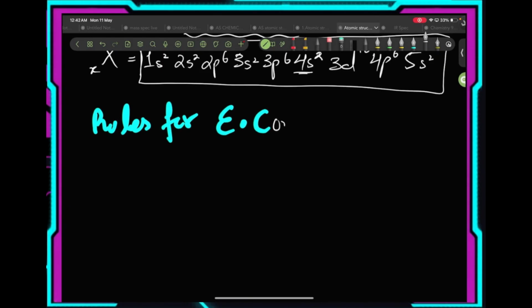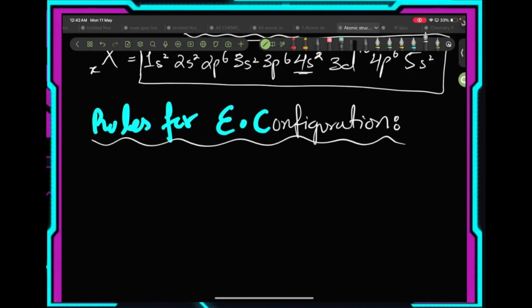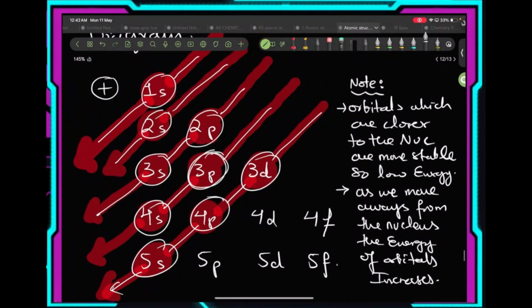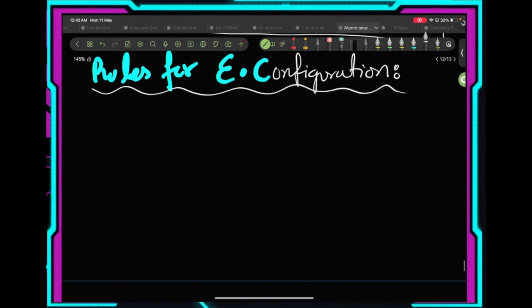EC is electronic configuration. Now there are some rules that you need to follow. The first rule you just studied right now, that electrons will fill in that subshell or orbital first, which is closer to the nucleus because it is more stable. It has low energy, right? So that's the first principle. You call that your Aufbau principle.